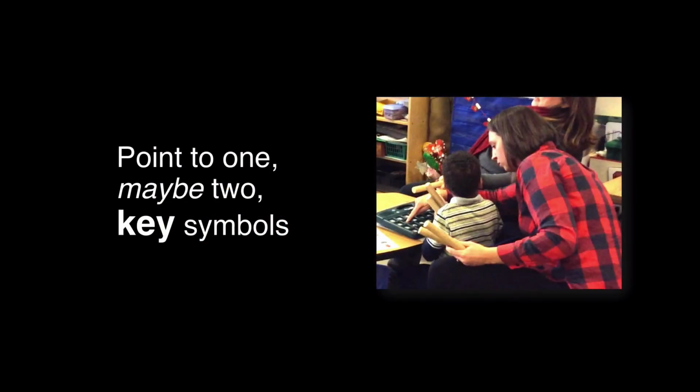When you get started with aided language input, point to one, maybe two symbols that match what you are saying. The idea is to demonstrate how the symbols work, but do not require students to use the symbols you use. You are not modeling what you want them to say, you are showing them what is possible.